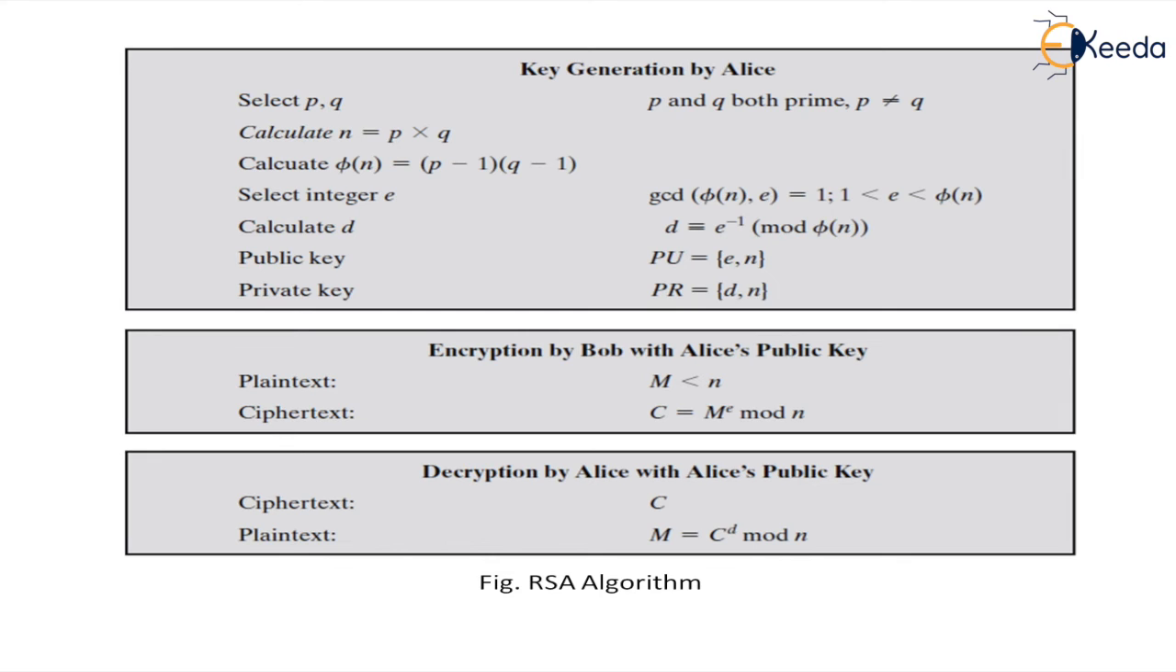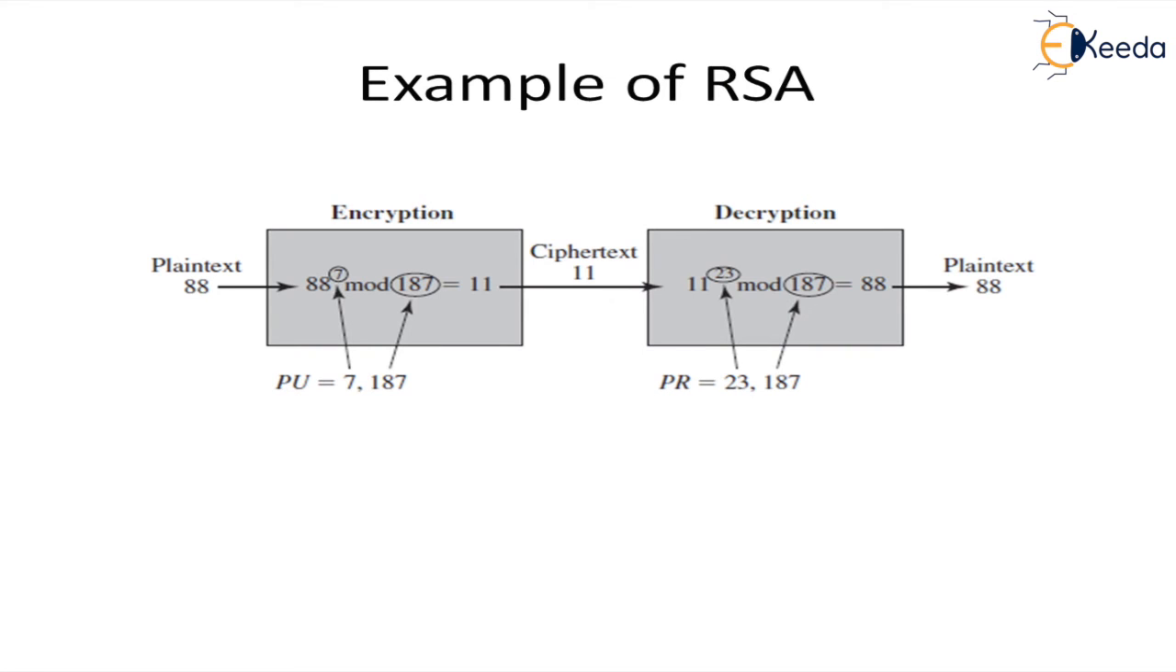Next is encryption by Bob with Alice's public key. The plain text is M, which is less than n. The ciphertext is C is equal to M raised to E mod n. This is the encryption by Bob with Alice's public key. Then decryption by Alice with her private key: given ciphertext C, plain text M is equal to C raised to D mod n. So these are the overall steps involved in the RSA algorithm.